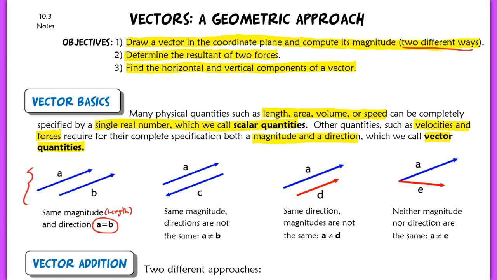Now, in the next example, although A and C have the same magnitude, the same length, they are clearly not facing in the same direction, so A does not equal B. Now, in the third example, the direction is the same, but your magnitudes are not the same. So the length is clearly not the same for both A and D, so A is not equal to D. And finally here, both the magnitude and the direction are not the same, which means A is clearly not equal to E. So there you have your vector basics.